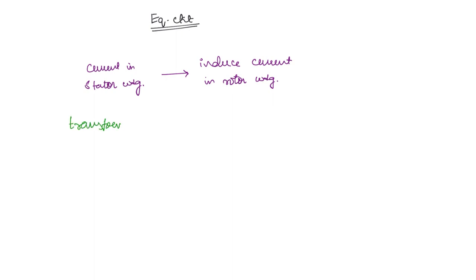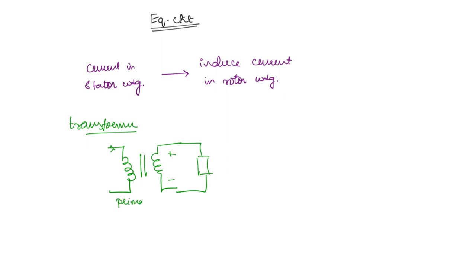So what happens in a transformer? There will be a primary winding, we give current, this will induce a voltage in the secondary winding, and if there is a load connected, then current will flow. That means a closed path. If it is present on the secondary side, then the current will flow. Similar thing is happening here. Instead of primary winding, you have the stator winding, and instead of secondary winding, you have the rotor winding.